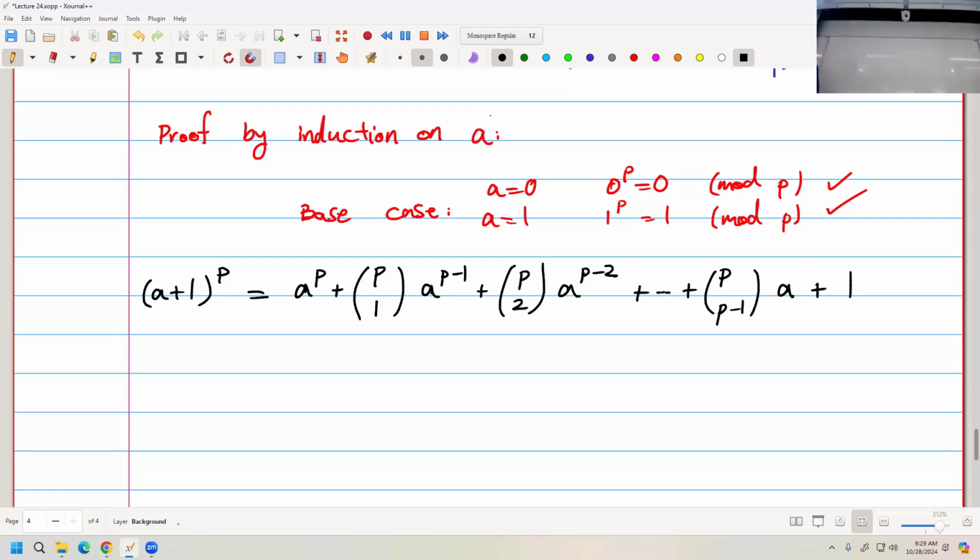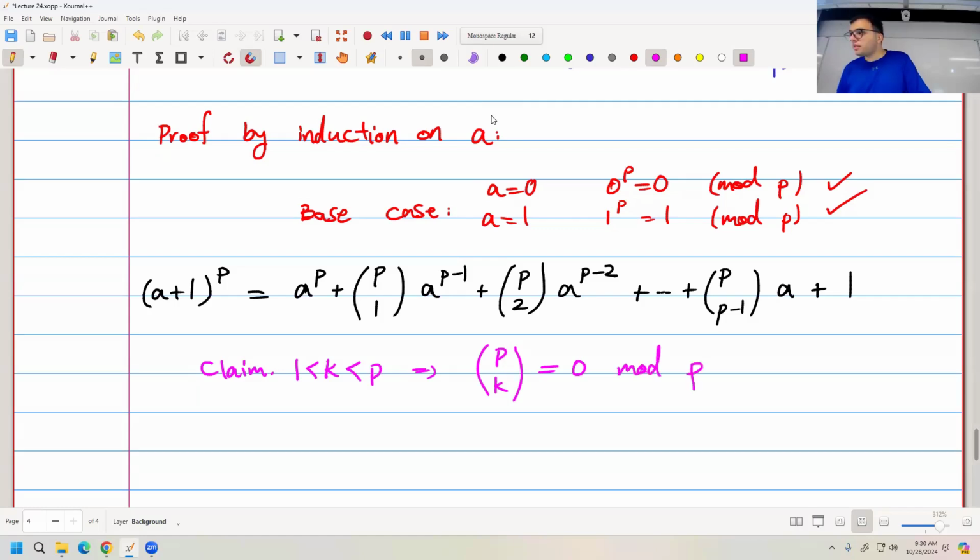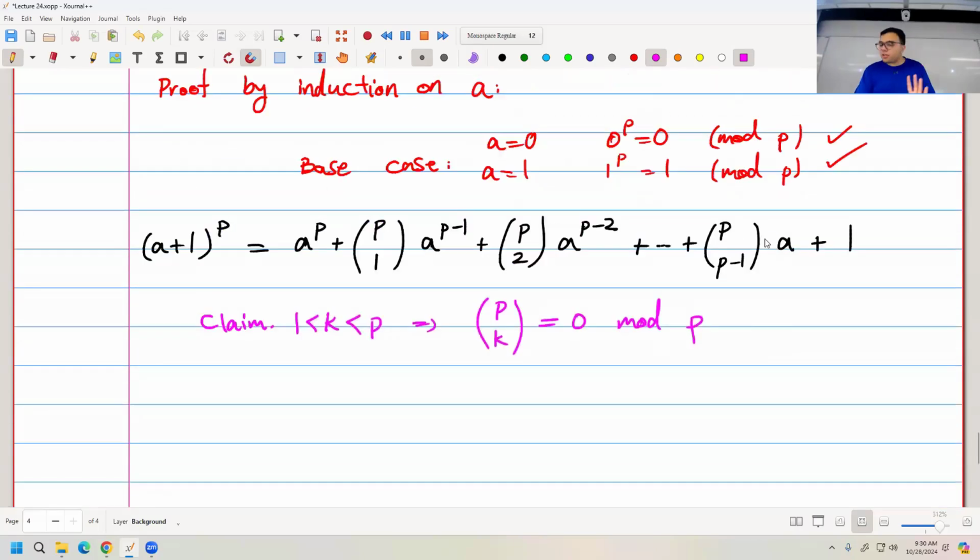Here's what I'm going to claim. I claim that all of these terms, except the first one and the last one, are multiples of P. So this is my claim. I want to say that if K is bigger than 1 and less than P, then P choose K is a multiple of P. So it's equal to 0 mod P. Now, I'm going to come back to this claim, but just believe me for now.